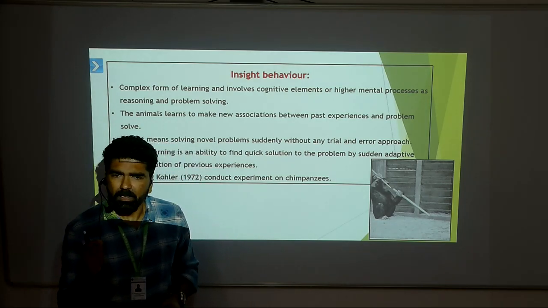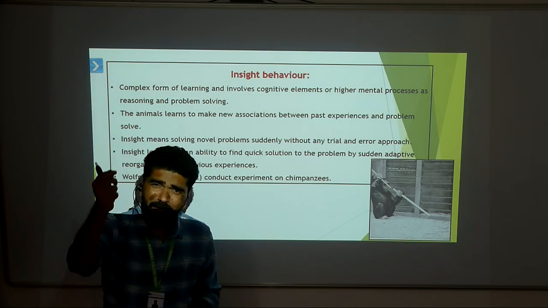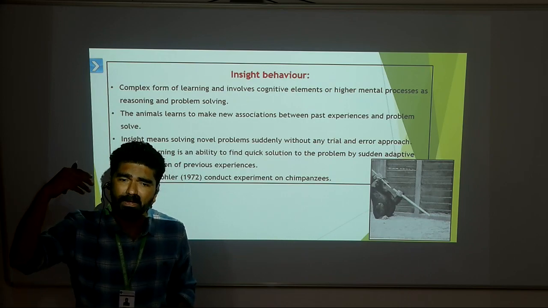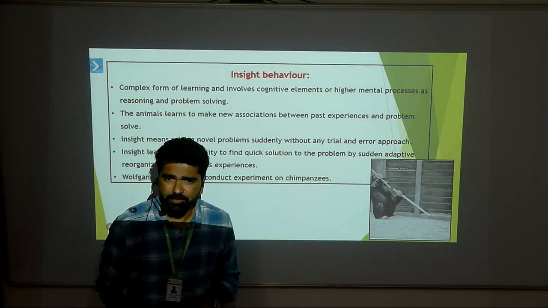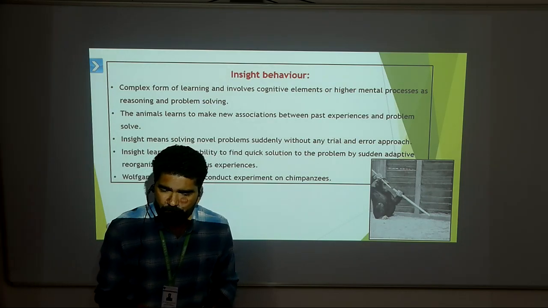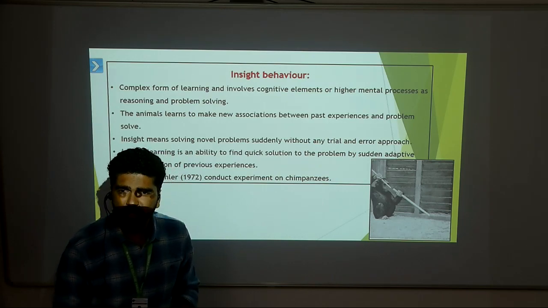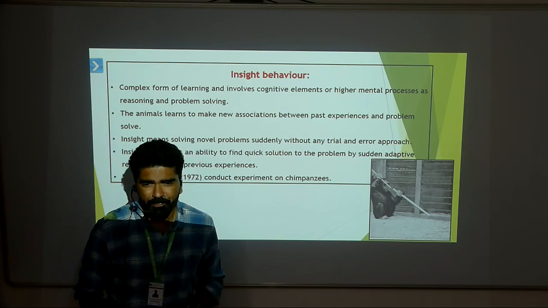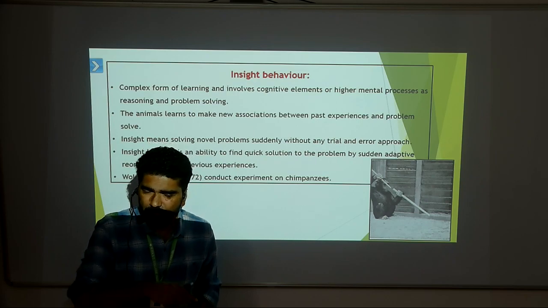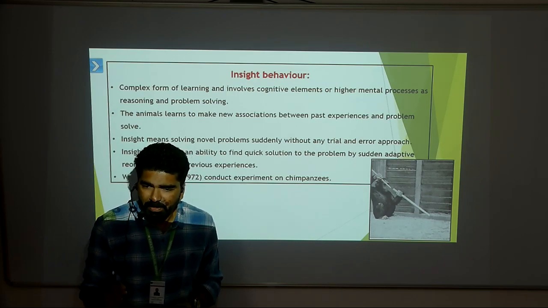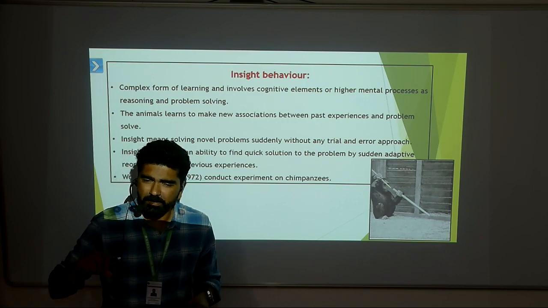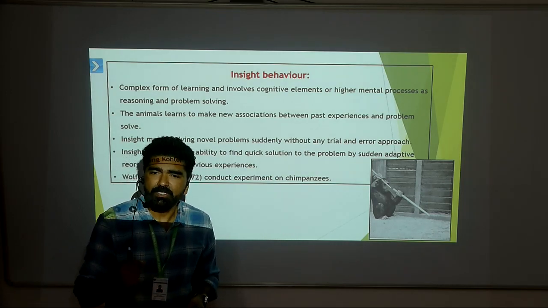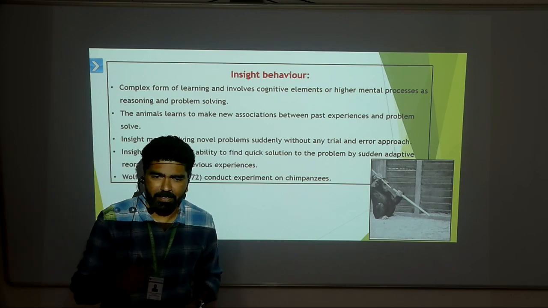The chimpanzee tried to get the banana, but it was out of reach. So he tried to use a stick to get the banana, but the stick did not reach it. Again he wandered here and there. Then he found another piece of stick, and the chimpanzee fitted the two pieces of sticks together, and then he tried to get the banana, and he easily got it.